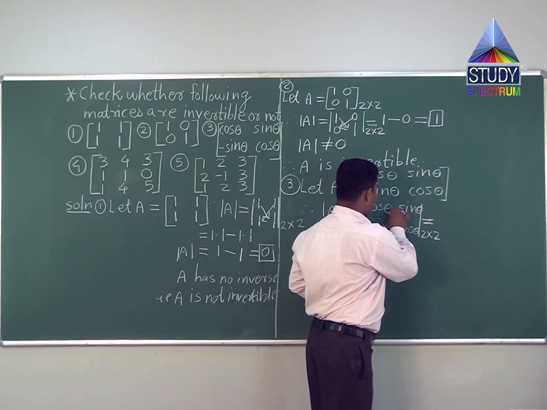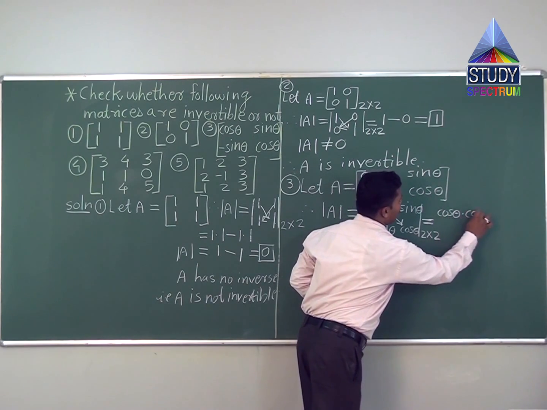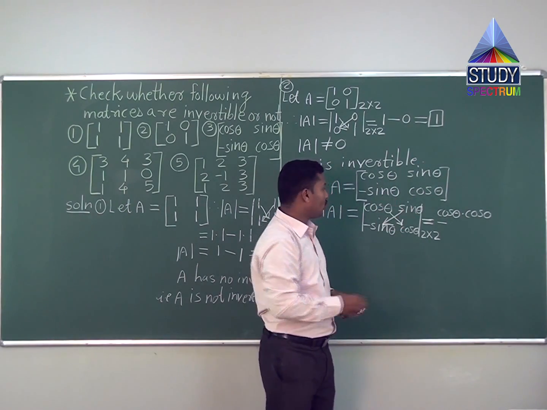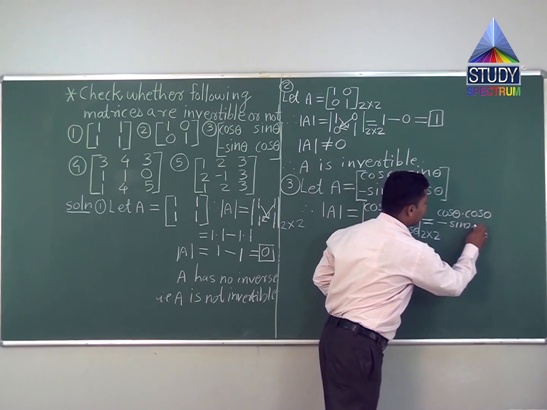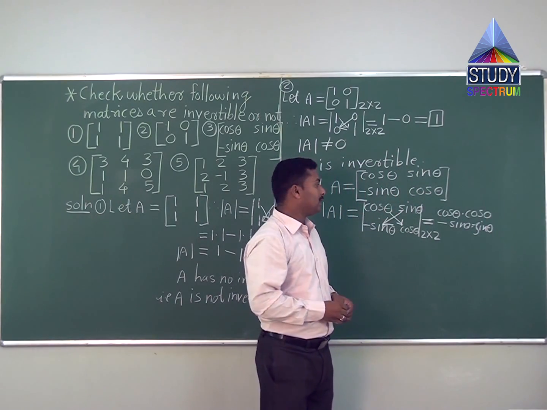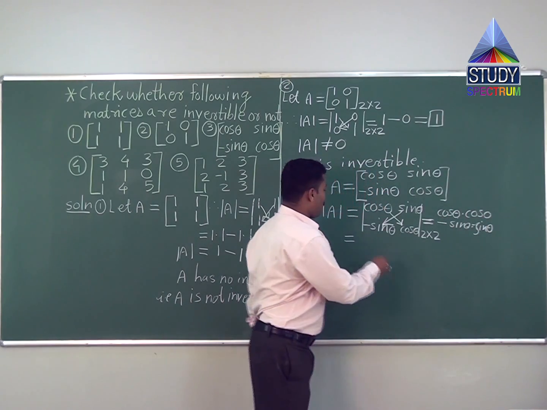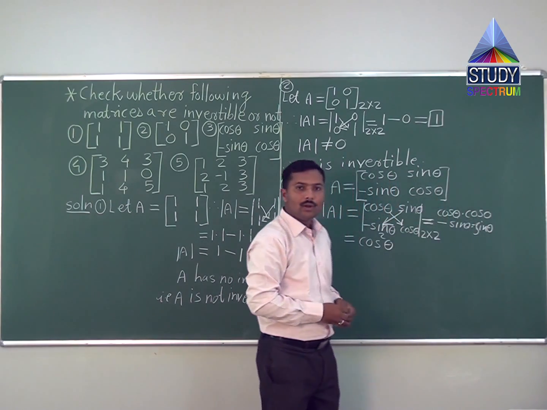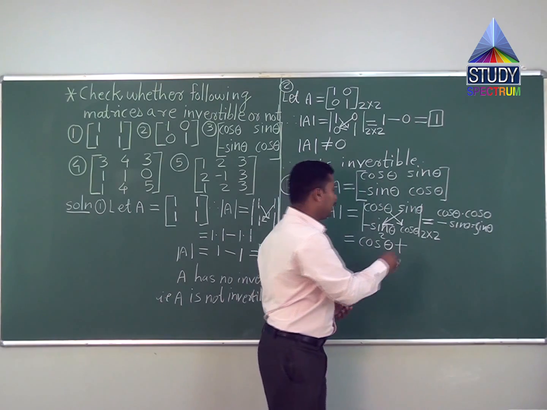Here we do cos theta into cos theta, minus this number into this number, so sin theta into minus sin theta, equal to cos theta into cos theta, what? Cos square theta. And here minus minus is plus, and sin theta into sin theta, what? Sin square theta.